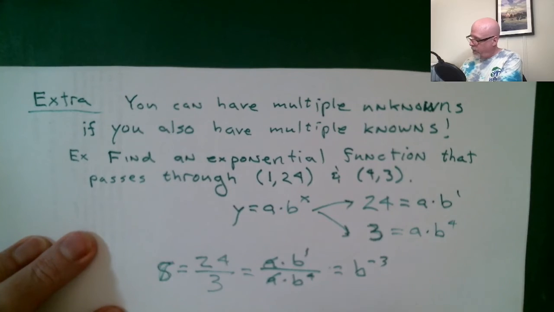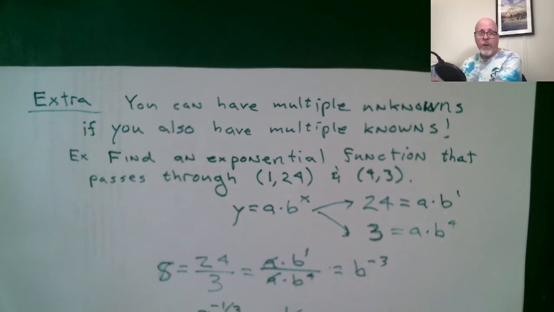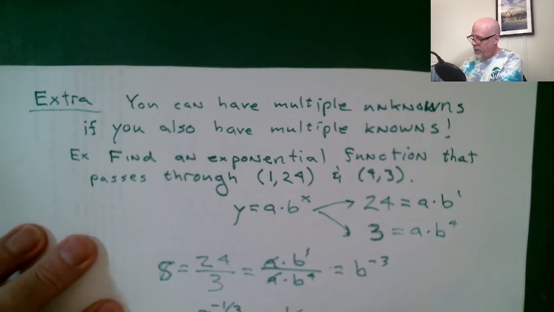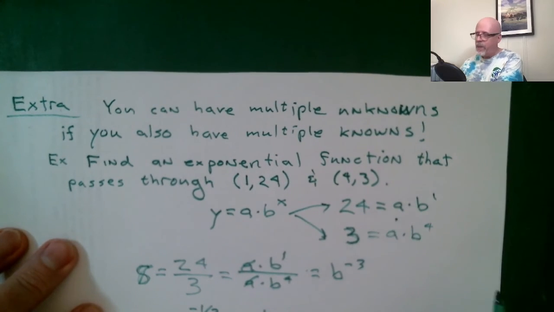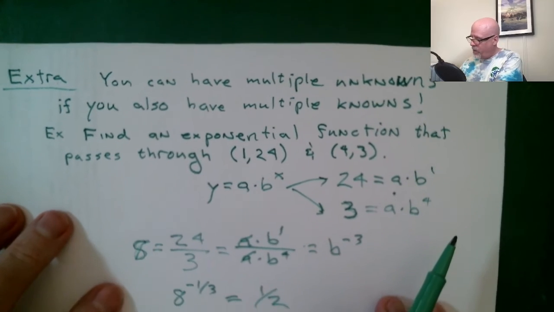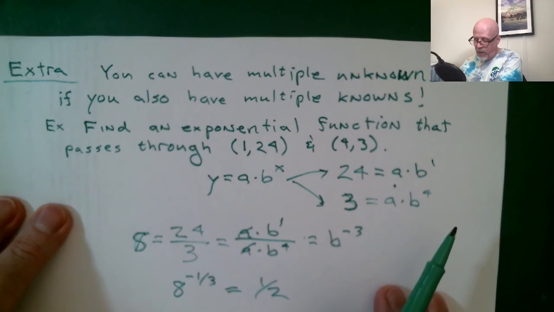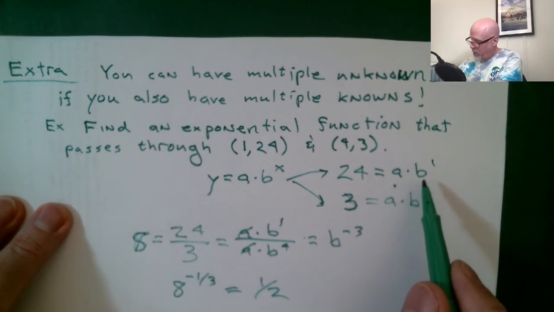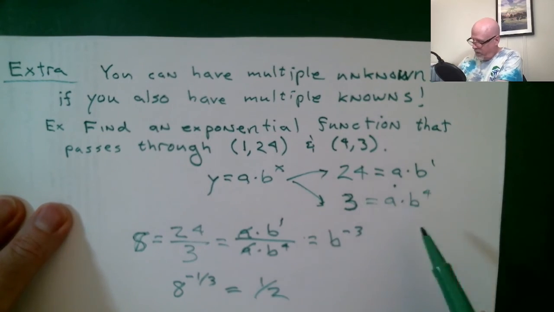So can we figure out what b is if we know that b to the negative 3 is 8? It would be 8 to the negative 1/3, which, I'll just give it to you, is a half. You can put that in a calculator and see. Now we know what b is, and we still have these pieces of information about the values of the function at different x values. With b known, b is 1/2. Pick one of these, it doesn't matter which, and use it to solve for a.